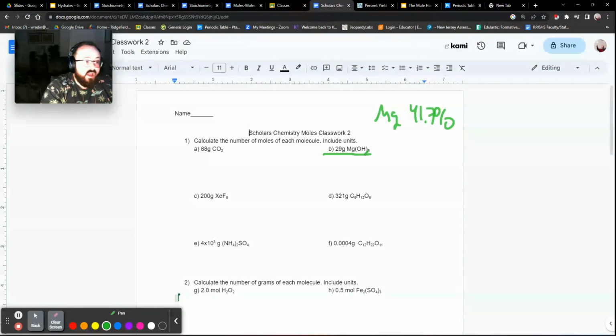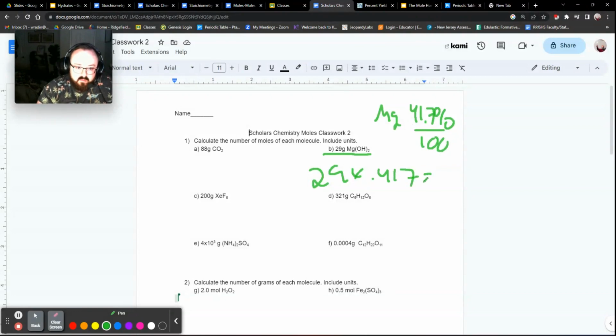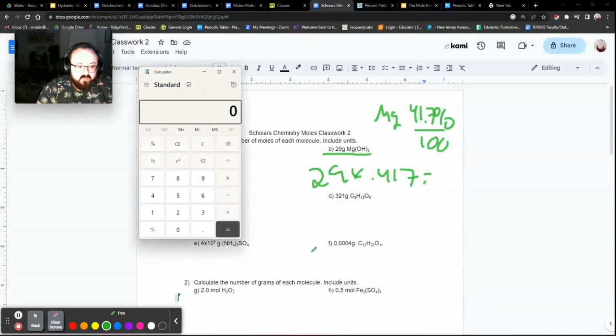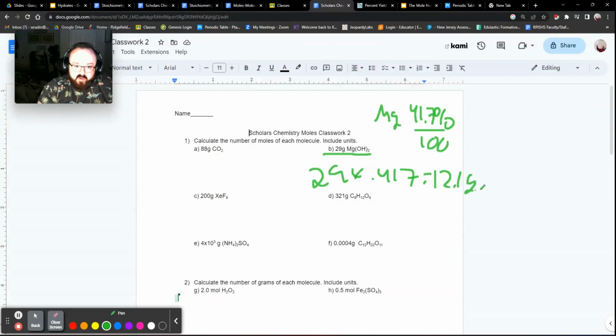If I did a reaction, how much magnesium could I get? Well, take 29, we multiply this by the decimal form, which we'll just divide by 100. 0.417, and simply enough, 29 times 0.417 is 12.09, 12.41 grams of magnesium. That's how much magnesium is in this. All right, there's our percent composition.